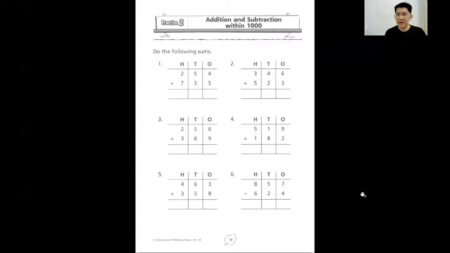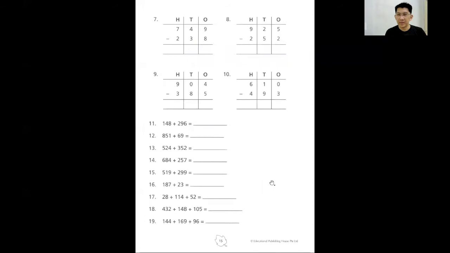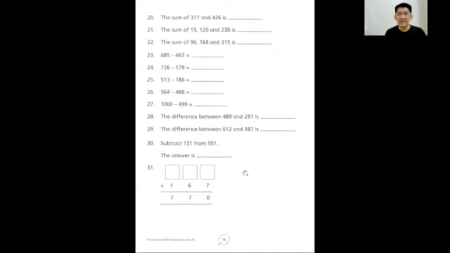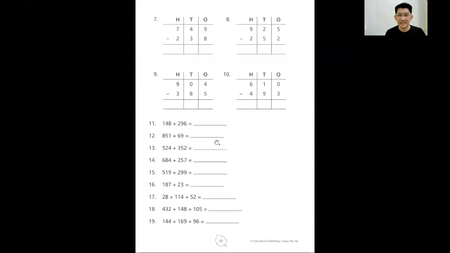Today, we are going to continue to do some more questions on addition and subtraction within 1000. On the screen now, you can see some questions that we did last time. Previously, we did 10 questions from number 1 until number 10. Today, we are going to continue number 11 until number 20. All right, let's get started.